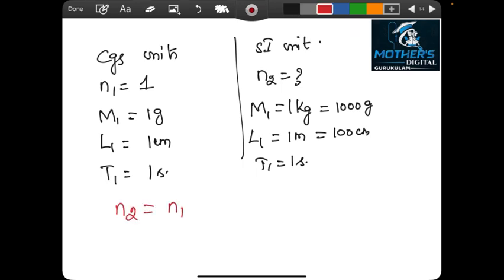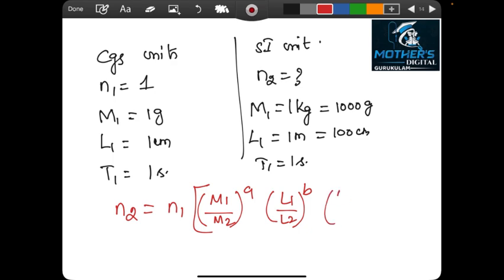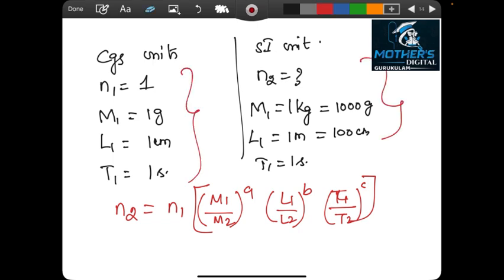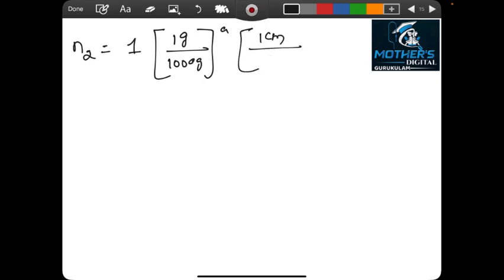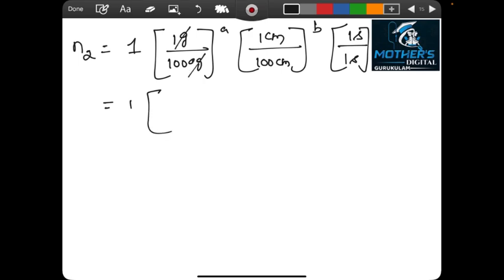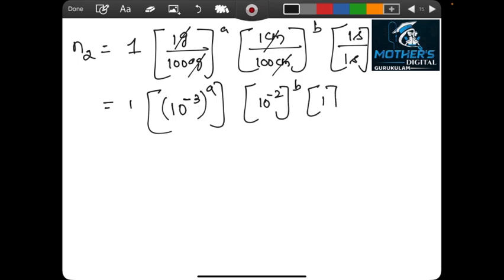So we know the general formula: N2 equals N1 times M1 by M2 whole power A, L1 by L2 whole power B, T1 by T2 whole power C. Substituting these values, N2 equals N1 is 1, M1 is 1 gram divided by M2 which is 1000 gram, power A. Similarly, L1 is 1 centimeter, L2 is 100 centimeter, power B. Time is 1 second, T2 also is 1 second, to the power C. Rearranging, gram gets cancelled. 1000 when it goes to the numerator becomes 10 power minus 3, the power A. Centimeter gets cancelled, 10 power minus 2, the power B. This is 1 second power C.